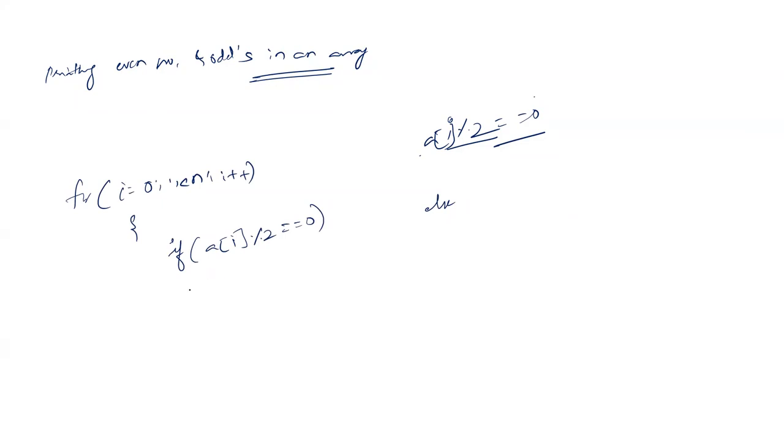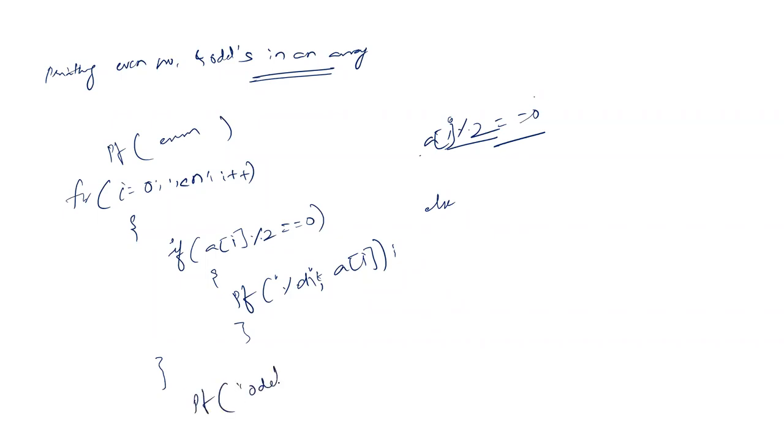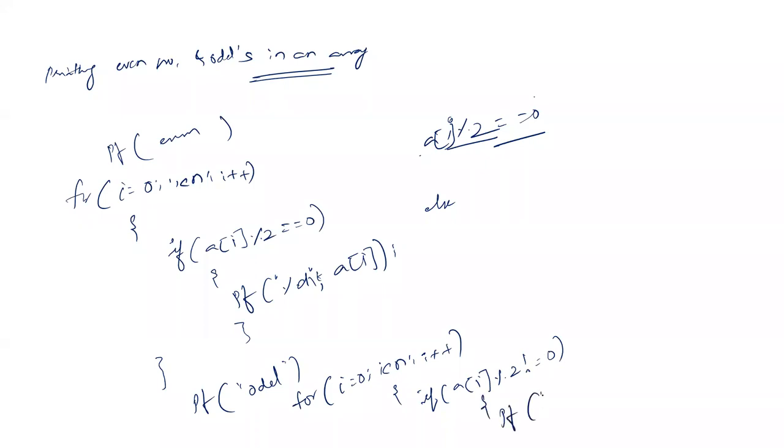Print even numbers separately and odd numbers separately. So here print percentile d slash t, if you want to write space, slash t, a of i. So this is printing even numbers. Then to print odd numbers, again you write a for loop, i equal to 0, i less than n, i plus plus, and here if a of i percentile 2 is not equal to 0, write print percentile d slash t and a of i. So this is a way to print even numbers and odd numbers separately. Why am I writing a separate for loop? Because I need even numbers separately to be printed, and odd numbers separately to be printed. That's the reason I've written like this.